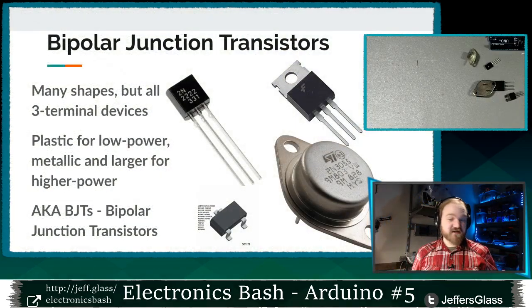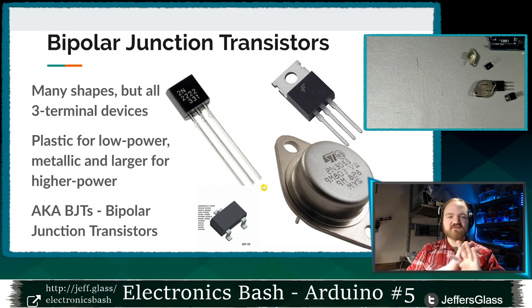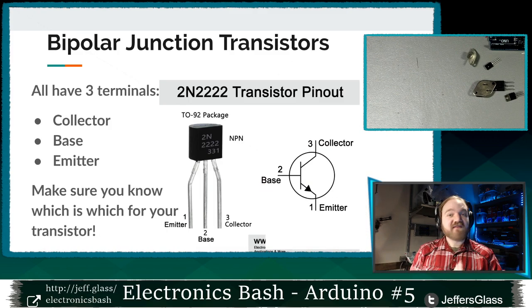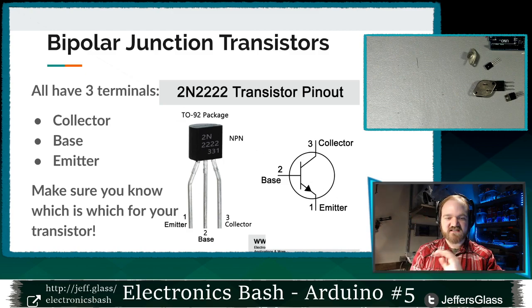So things may look different depending on the size of your transistor. For a little tiny surface mount device like we were looking at on the Arduino there, you might have 3 little tiny tabs coming out, but 3 tabs all the time for your BJTs, your bipolar junction transistors. And they have names. Your 3 terminals are collector, base, and emitter. And we'll get to what those mean in just a second here.